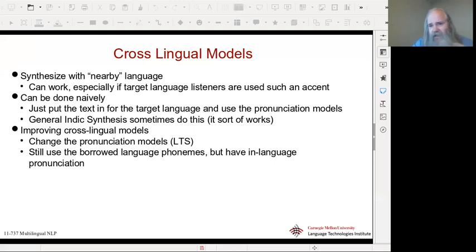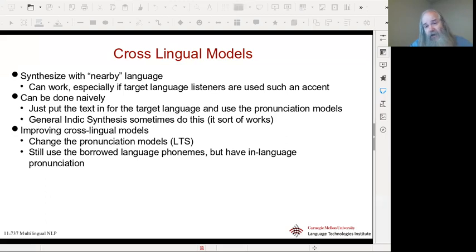It could be done naively. You just stuff the text into the other synthesizer. Actually, there are a number of Indic synthesizers that do this, that just say you can stuff the text of any language into it, any of the Indian subcontinent languages. And it sort of works because phonetically the languages are relatively similar. It's not completely true, but there is a distinction between North and South, but still they're much more similar than, say, the European languages. And it sort of works.